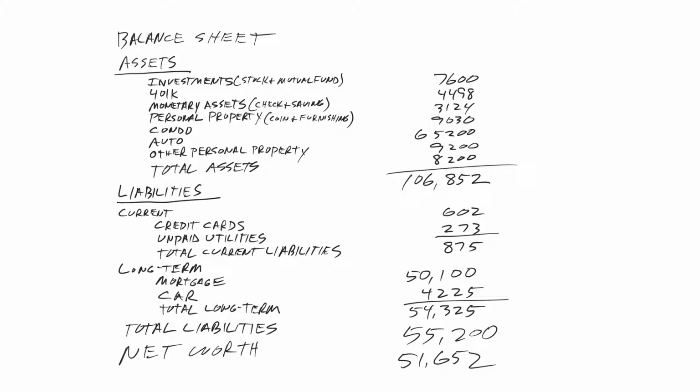Well, the way they've got it structured in the problem, they want you to enter it as split up into current liabilities and long-term liabilities. Well, current liabilities are liabilities due within the year. That would be the credit cards. Here we go. Both the Visa and MasterCard added together. And unpaid utilities.